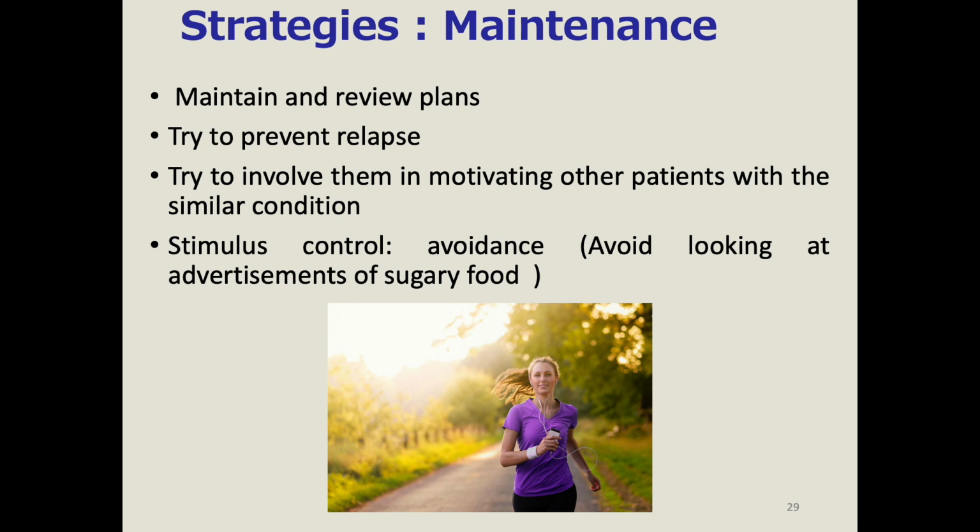The strategies at this stage are that we must maintain and review their plans and try to prevent relapse and try to involve them in motivating other patients with a similar condition. And we can ask them to do stimulus control, which is basically done by avoidance. For instance, avoid looking at advertisements of sugary food if they are maintaining their diets.